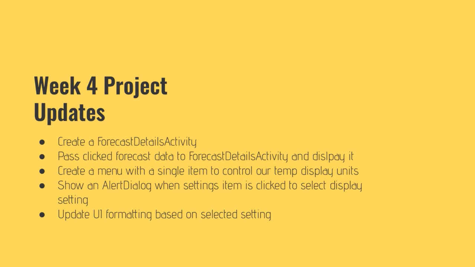So for this week's project, we're going to have several key things. We're going to create a new activity called Forecast Details Activity. We're going to pass clicked forecast data to Forecast Details Activity and display it on the screen. We will then create a menu with a single menu item, and that menu item will help us control the temperature display unit. When we click on that menu item, we're going to show an alert dialog. And then finally, we are going to update our UI formatting based on that selected setting. And that will be done using whatever setting is stored in Shared Preferences.